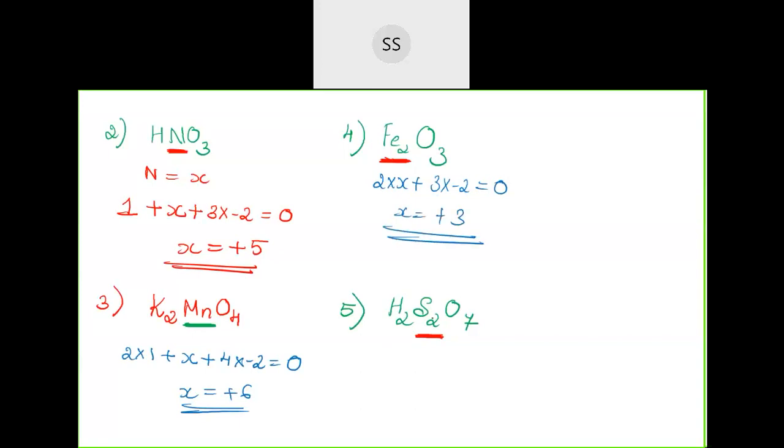And for sulfur, how much are you getting? Here, H2S2O7, you are getting 6, correct? Because here 2 hydrogen means 2 plus, 2 sulfur we are having. So 2 into x I should write, plus 7 into minus 2 is equal to 0. So that's minus 12 you are getting, which will go to the other side. So x is equal to plus 6. Very good. I believe it is understood now.